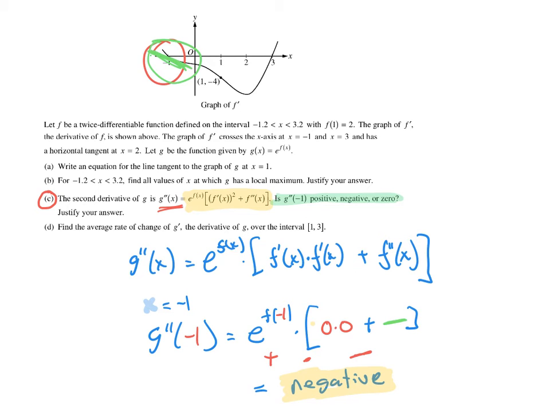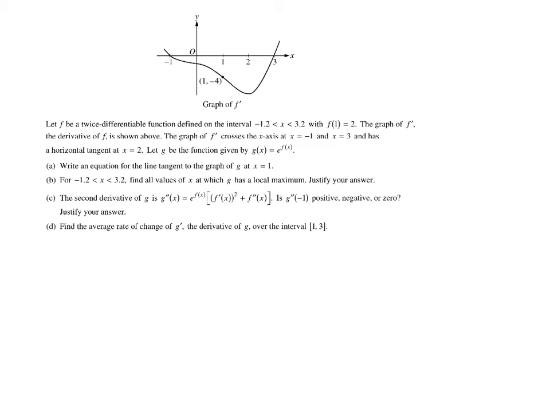So that's it for letter C, and we'll finish this thing off with letter D on the next slide. Okay, so we're almost done with this whole problem. Item D here is to find the average rate of change of g prime, which of course is the derivative of g, on the closed interval [1, 3].